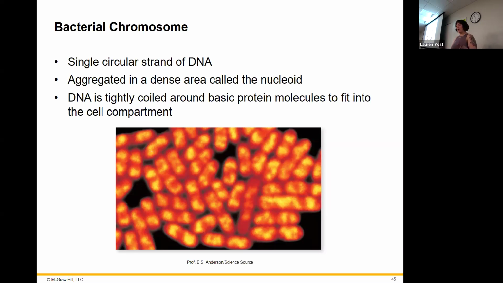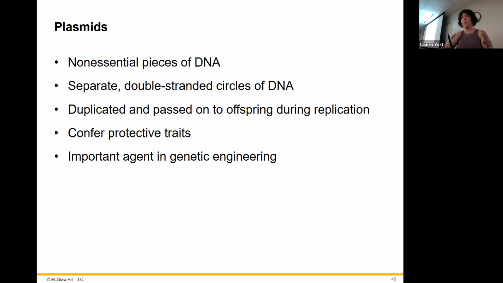And it will hang out in an area in the cell called the nucleoid, but it's not contained by a nucleus, right? Nucleoid is just a term referring to the area. That's all I want to say, yes.